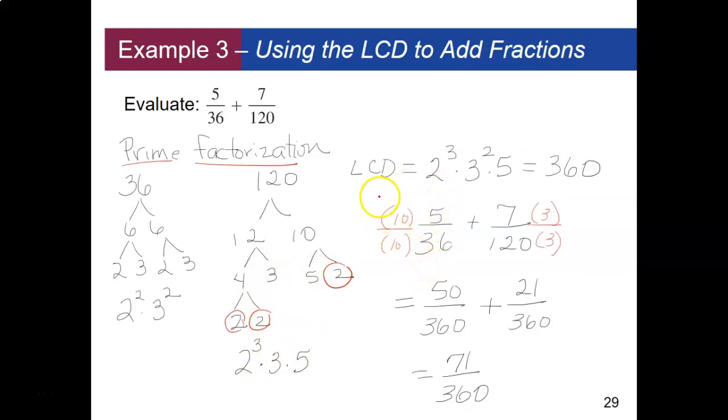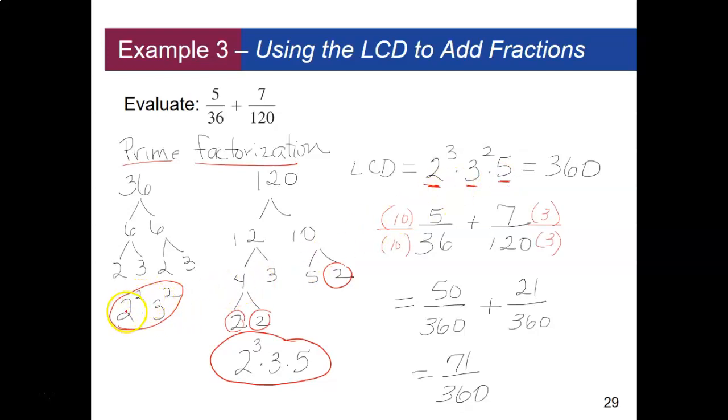If I look and find out, my least common denominator is going to be, I'm going to look at all of my bases, and I'm going to look at those to the highest power. Okay, so if I do that, I can see that I have a base of 2. If I'm comparing this to this, I have a base of 2, a base of 3, and a base of 5. So I'm going to put those here, 2, 3, and 5.